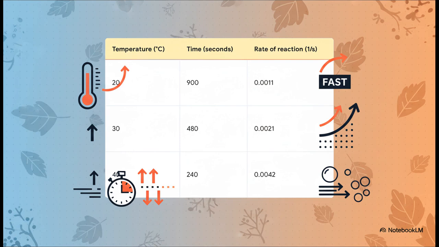And here's what a results table would look like. You've got your temperatures, the times you measured, and that crucial third column for the rate you calculated. You can already see the trend. At 20 degrees, it took ages, 900 seconds. But at 40 degrees, it was much quicker, only 240 seconds. A shorter time means a higher rate, and the math backs it up.